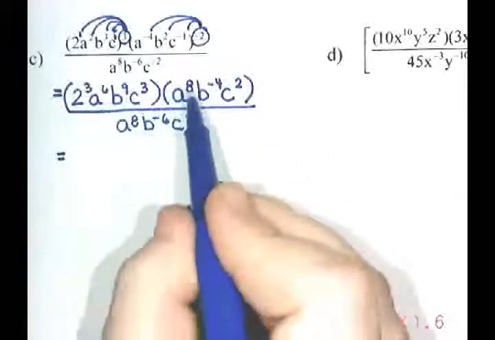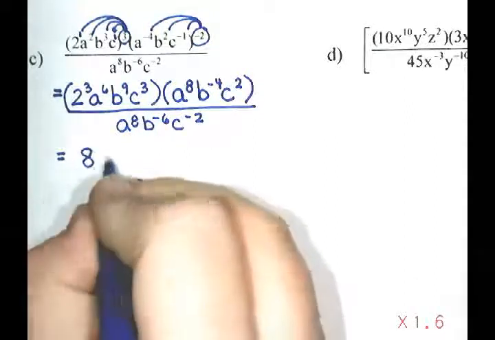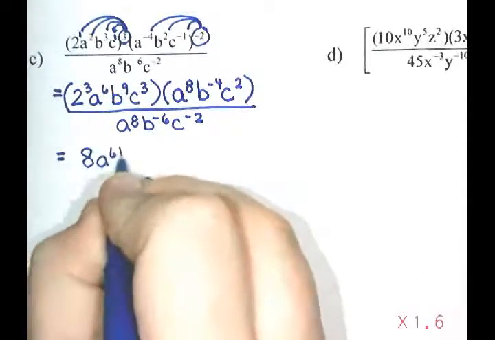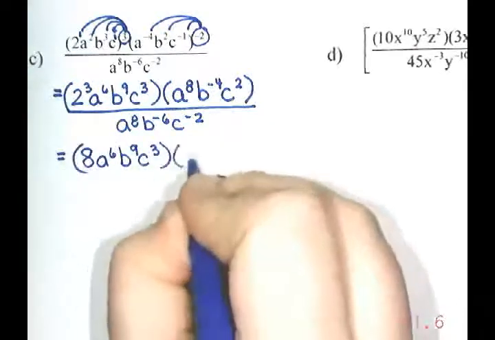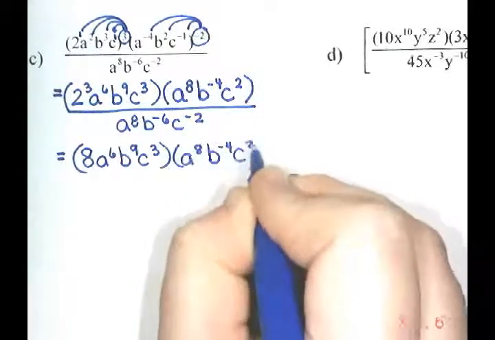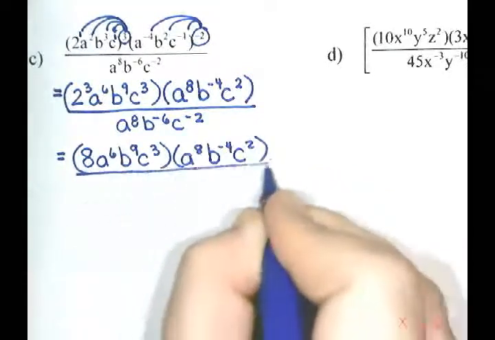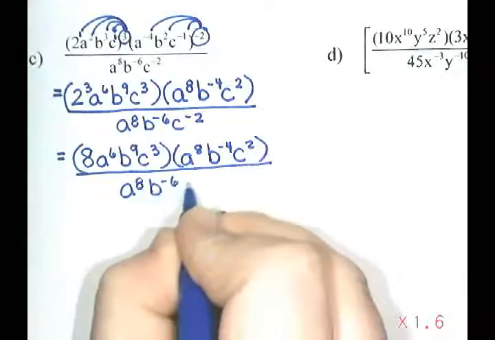Before I do anything more, I think I will also work out what 2 to the power of 3 is. That's 8. So this is 8, a to the 6, b to the 9, c to the 3, times a to the 8, b to the negative 4, c to the 2, divided by a to the 8, b to the negative 6, c to the negative 2.